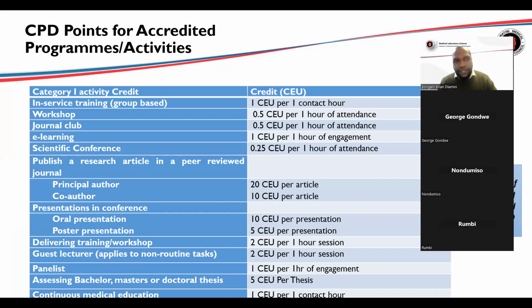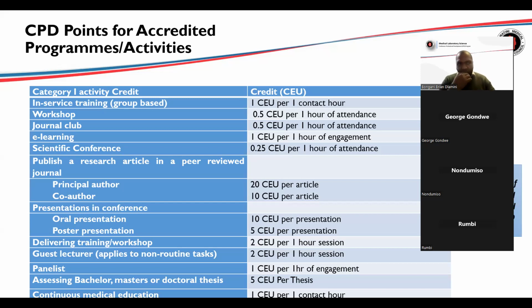But this is for the laboratory, whereby an in-service training, just a group-based type of training, is 1 point to 1 hour. A workshop, which in our context we defined as studies whereby we have the lab combined with doctors and nurses, so 1 hour of attending that is equivalent to 0.5. And a journal club, which we hope to establish in the near future as part of the CPD program, will also be equivalent to 0.5 if you attend that session as well.